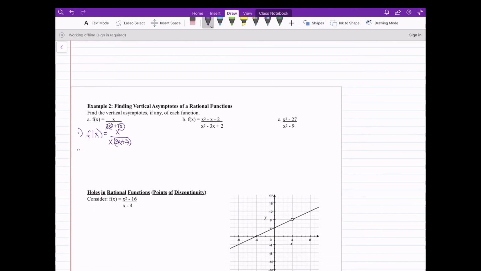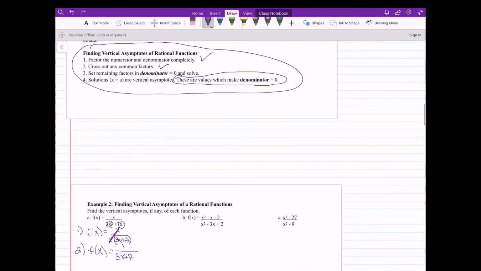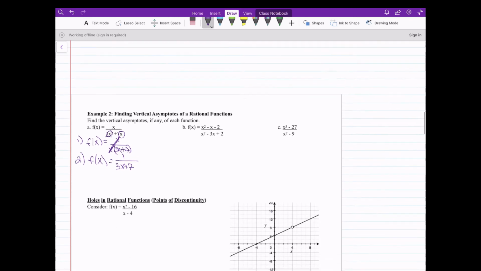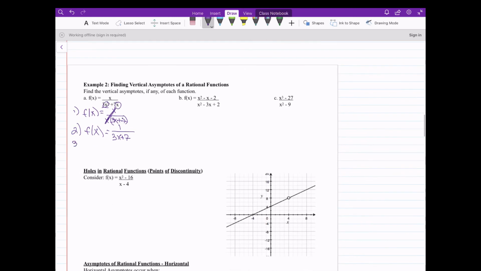Well, if we write this out, f of x equals, and if we cross out common factors, you can clearly see we're going to cross out the x's in the numerator and the denominator. So what's left? After we cancel those, we're going to have 1 over 3x plus 7. Okay? Next step, if we come back up, it says set the remaining factors in the denominator equal to 0. So the third step: I only have one factor in the denominator. We're going to set that equal to 0, and then we're going to solve.